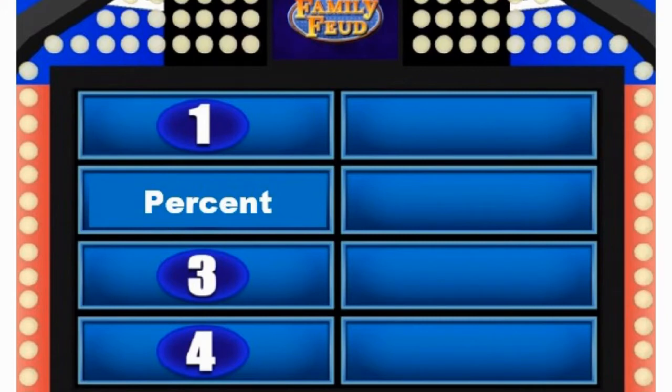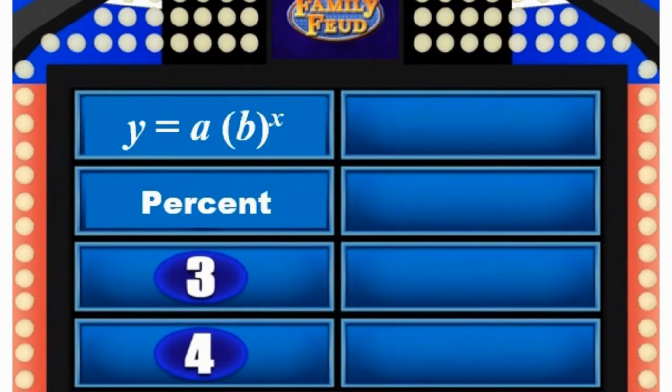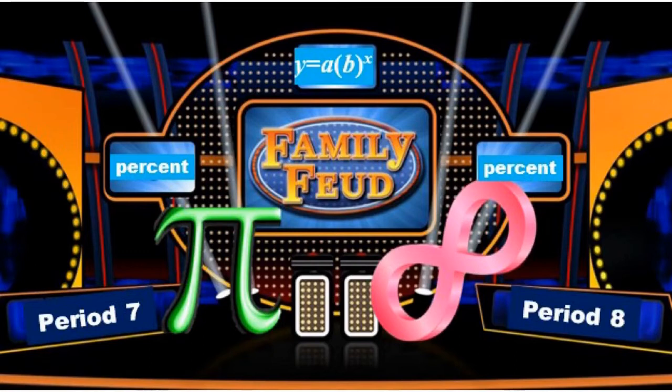Y equals AB to the X. Is it Y equals AB to the X? It looks like we have a winner. And the winner is Y equals AB to the X, which is always seen in percent growth and decay patterns. Now for today's lesson, we're going to find out just how. So period 7, period 8, you both make it to the final round.